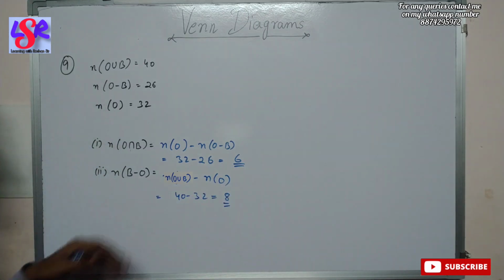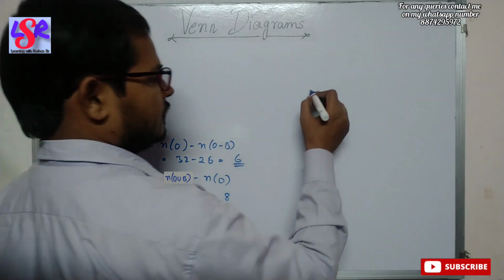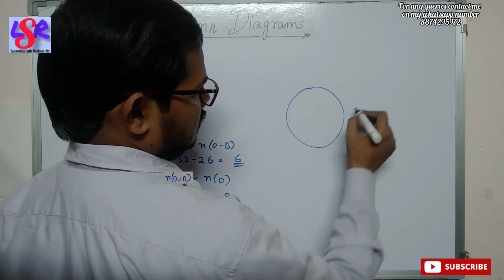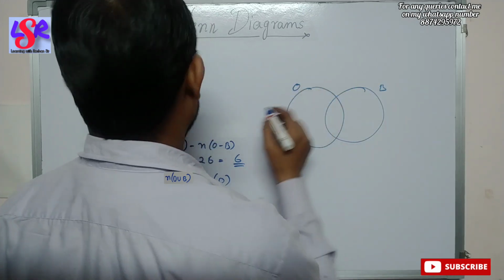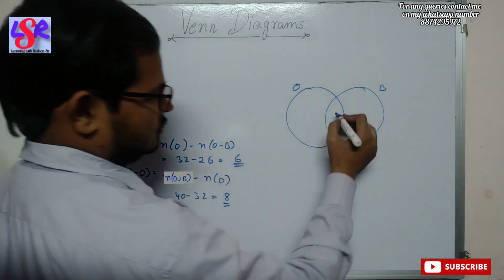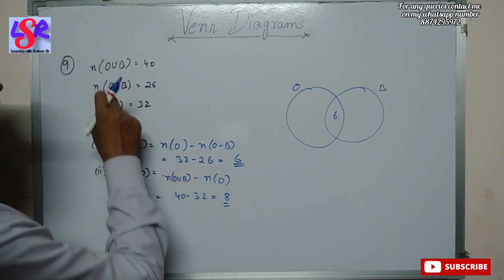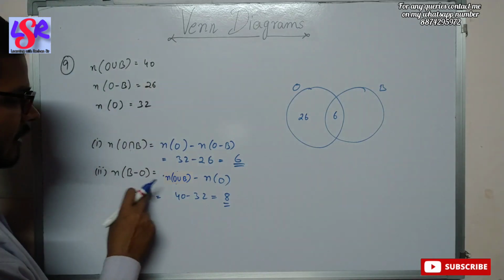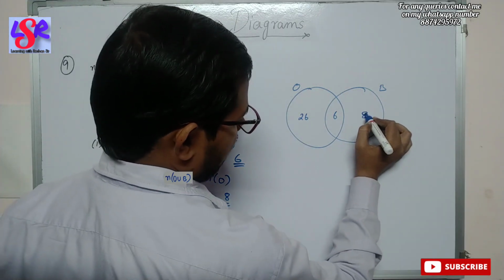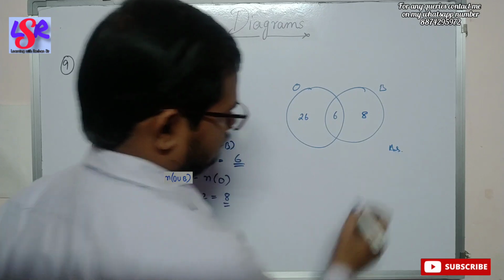अब हमें इसका Venn diagram भी show करना है. So we are having the set O for the orange and then for the banana. And we have been given the common for both of it is 6. So 6 will be written over here. Then we have O minus B is 26. So 26 is over here. And B minus O is 8. So we get 8 over here as answer.